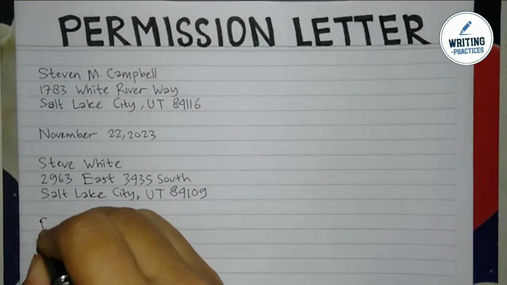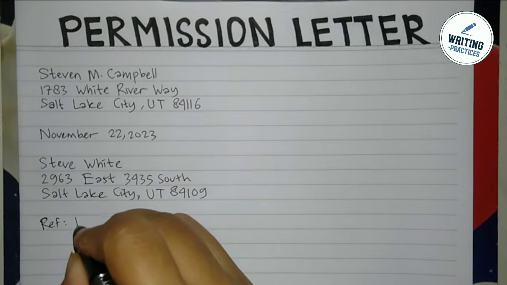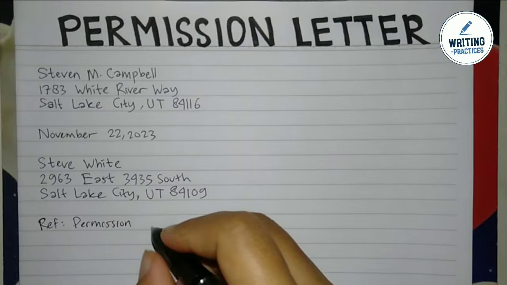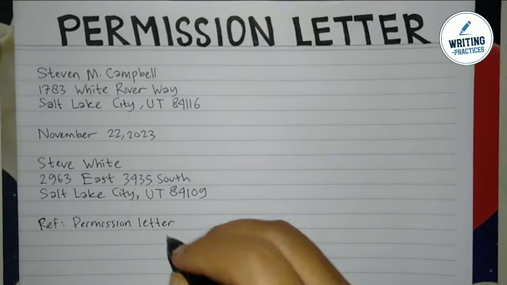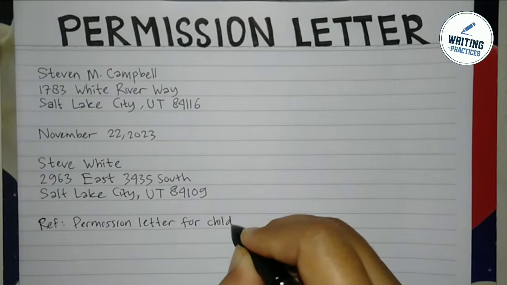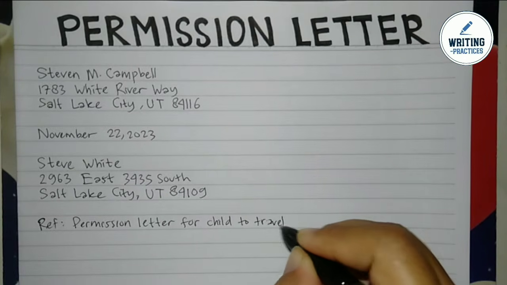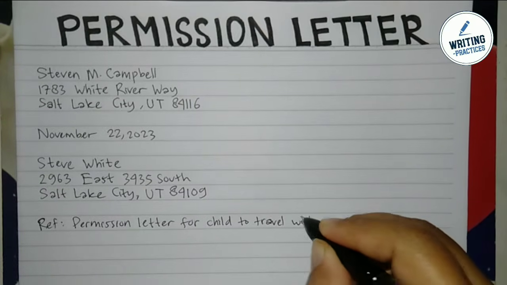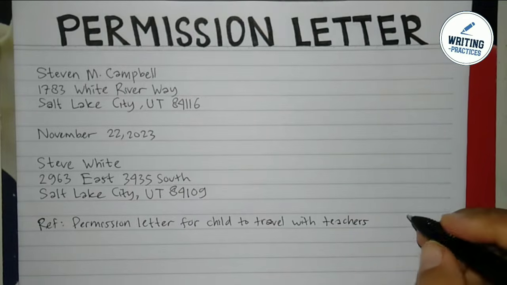And now, write the subject or reference of the letter. Since you are giving permission, it should be a reference, because you are replying to the recipient's letter that asked your permission for an event or something. In this example, the reference of the letter is permission letter for child to travel with teachers for an individual visit.